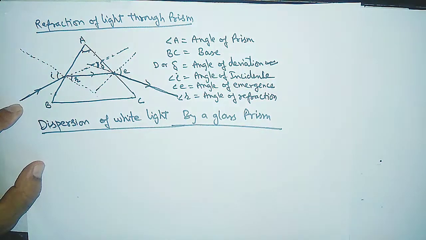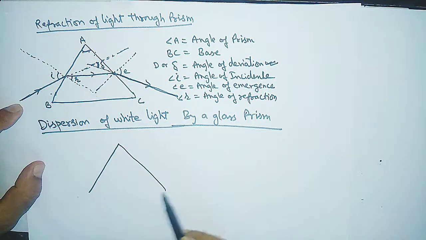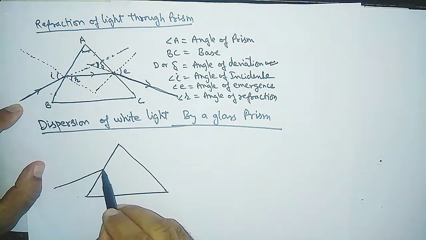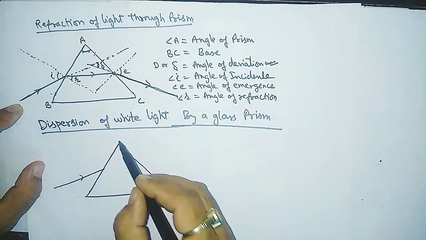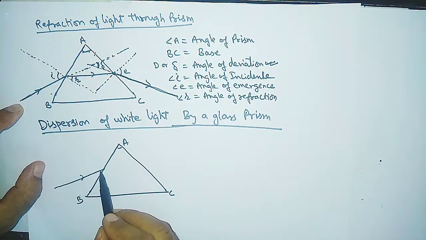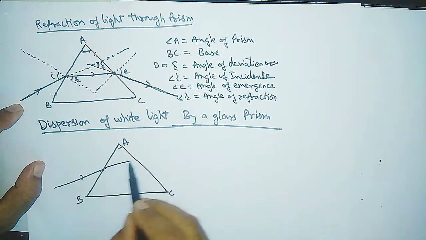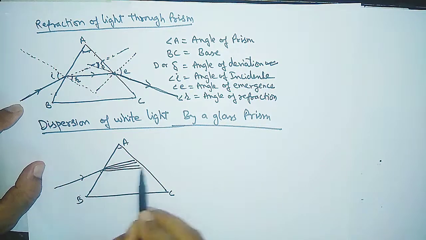To see the dispersion, make a figure of the prism, and we observe that when white light is incident on this surface, suppose it is B, A, and C, this white light splits into 7 colors like this. 7 colors.